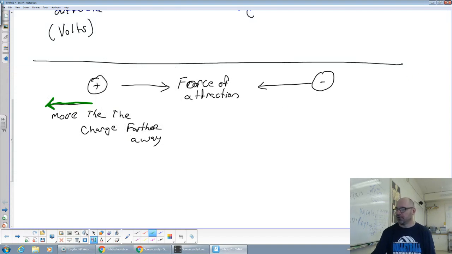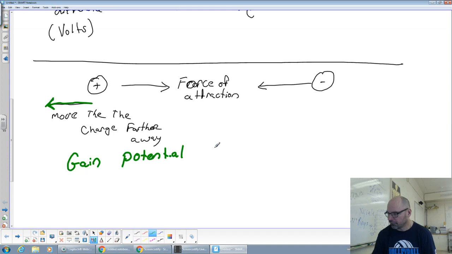Okay, so we're moving it away. We're going to gain some electric potential difference. So we gain potential difference.